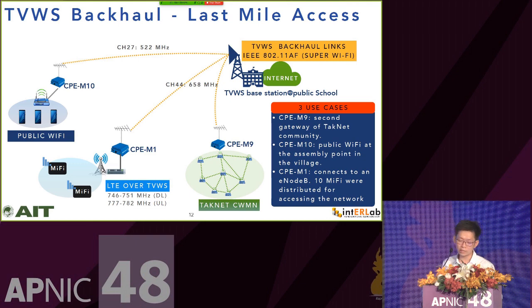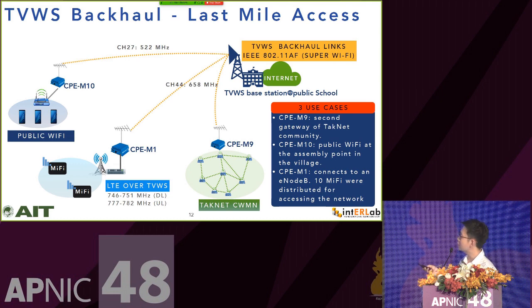So for the deployment, now we know which frequency we can use. We set up the base station here at the school, with the internet connection here, and we set up 3 locations with clients of the TV white space equipment. We call them M9, M1, and M10. From these, we demonstrate three use cases.